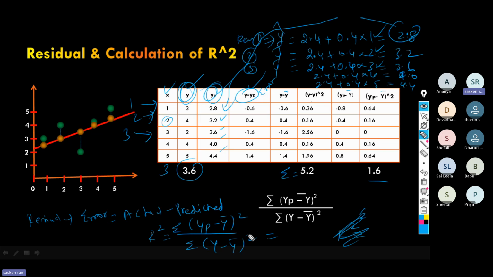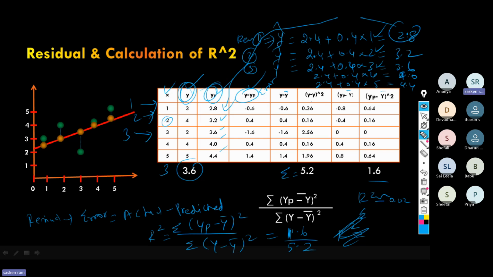If I plug in these values, what is going to happen here? The sum of (yp minus y bar) whole squared is 1.6, and the sum of (y minus y bar) whole squared, if you add all these values, is 5.2. So it is 1.6 divided by 5.2. If you divide this value, what will you get? Approximately, your R squared is going to be approximately 0.02. Okay, 0.02.